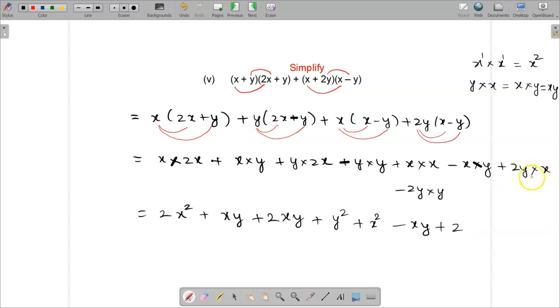y into x I can write as x into y, which is xy, and then minus 2. y into y is what? y square. So now check whether the variables are repeated again and again.